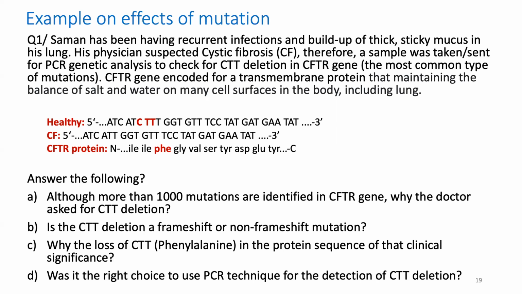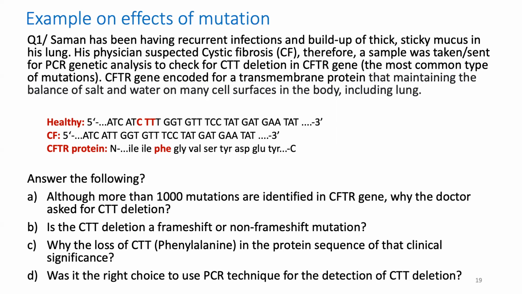Is the CTT deletion a frame shift or non-frame shift mutation? Since it's about deletion, let's see if it's frame shift or not. Because it's 3, it's non-frame shift. As we can see, the deletion changes these 2 amino acids, but the rest of the amino acids are still the same. That's why the reading frame has not been shifted for the rest of the amino acids, so it's a non-frame shift mutation.